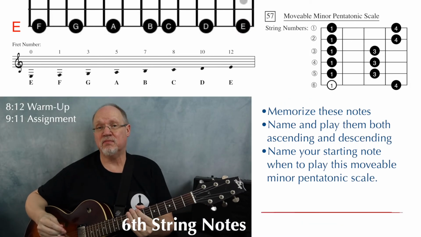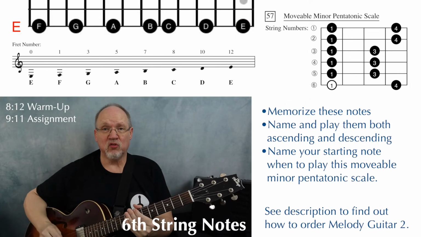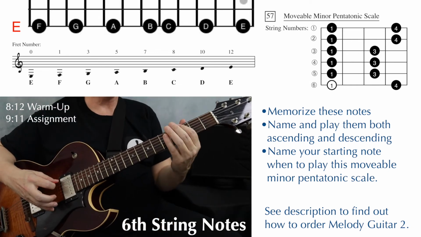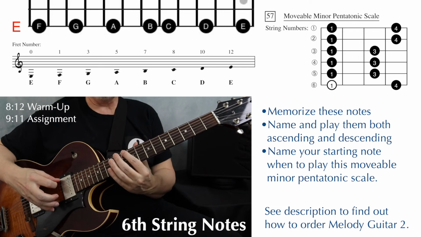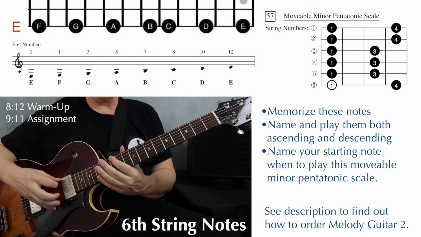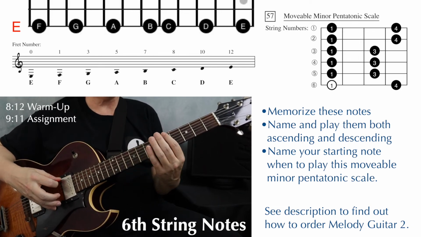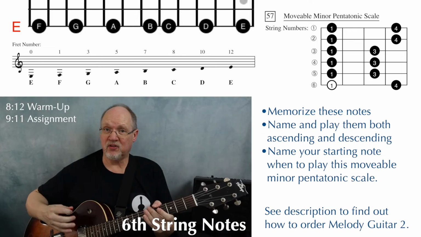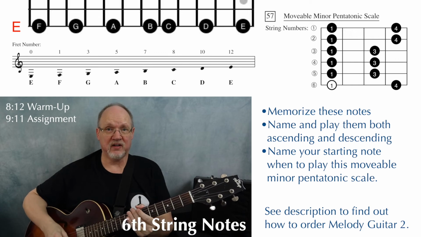So what I'd like you to do is memorize these notes. Maybe in your warm-up, just go through them, say out loud and play E, F, G, A, B, C, D, E, and play them backwards too. E, D, C, B, A, G, F, E. And then you'll be able to name your starting notes when you play these minor pentatonic scales.